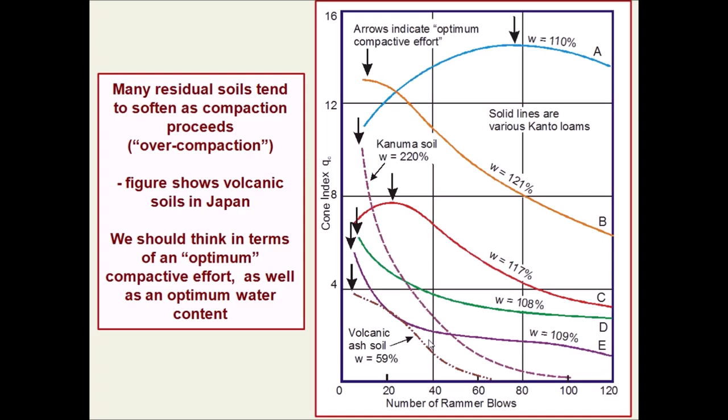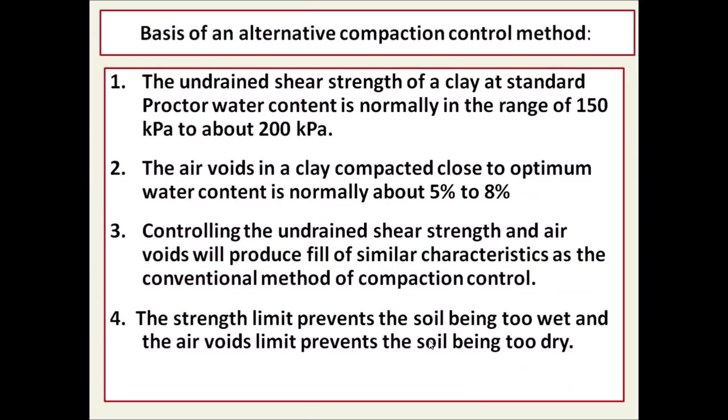So the alternative, which we've developed in New Zealand, is an alternative method, and the basis of it is this, that the undrained shear strength of a clay at the standard Proctor water content is normally in that range. If you go back to my part 1, you'll remember a graph showing the relationship between the undrained strength and the plastic and liquid limits of the clay, and at the plastic limit the strength was about 200 kPa, so that tallies because your plastic limit is fairly close to the standard Proctor optimum in most moderately to highly sensitive clays. So that's one point of interest.